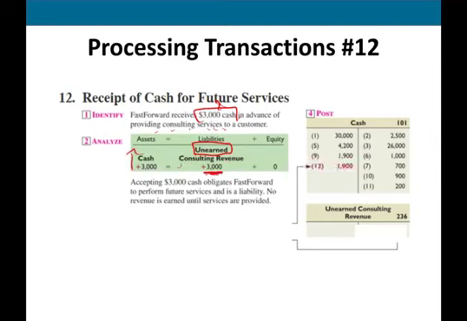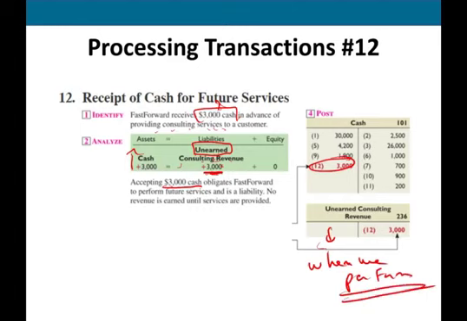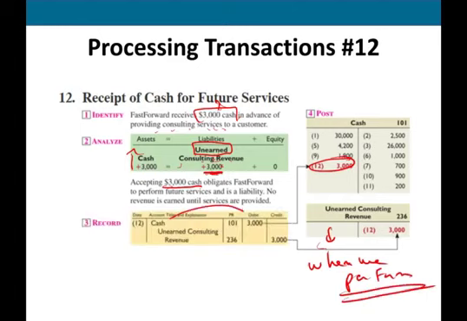Cash goes up on the debit. So I'm going to debit my cash. Unearned consulting revenue is a liability. Liability goes up on the credit too. I credit liability. So by accepting the $3,000 cash, we have an obligation to perform. This obligation to perform is called a liability. Now you're going to see later on, this liability will go down. When does it go down? When we perform the work. And we're going to see this later on. So we're going to debit cash, credit unearned consulting revenue.